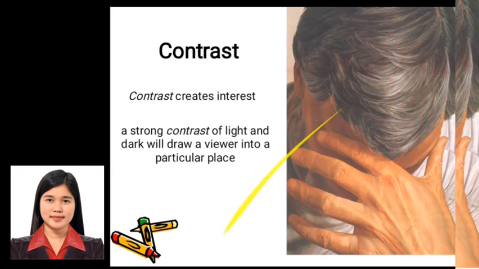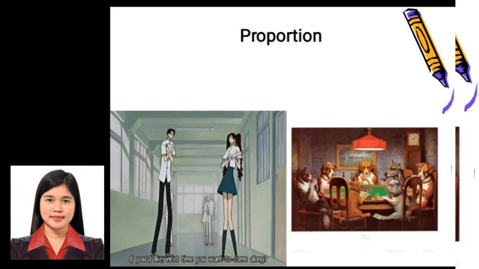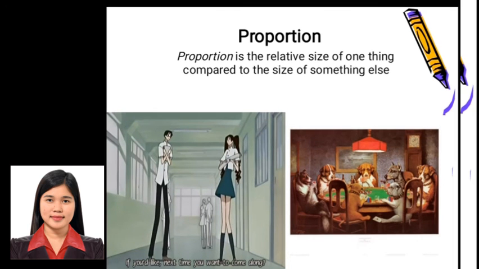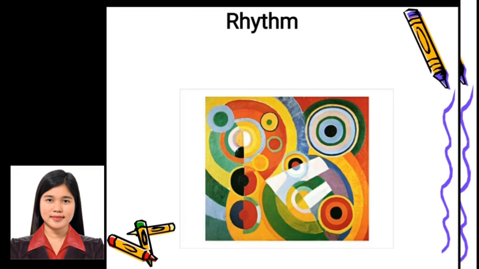After the contrast, let's have the proportion. Proportion is the relative size of one thing compared to the size of something else. In the paintings below, compare the proportion of the objects in one painting with one another. Do the proportion seem correct? So it is up to you to observe. So after the proportion, let's have the last one. So we have here rhythm.